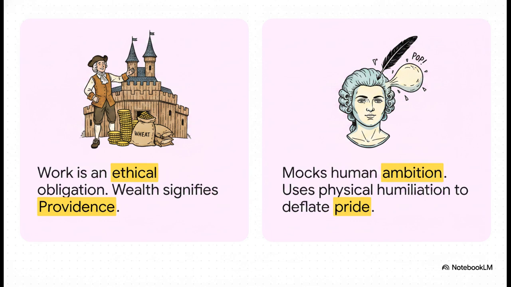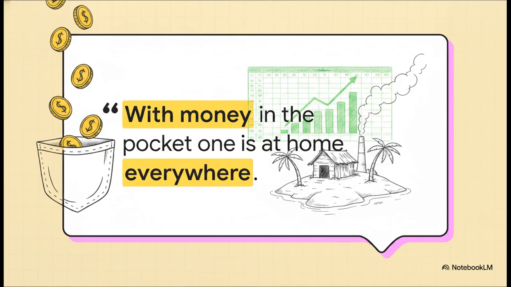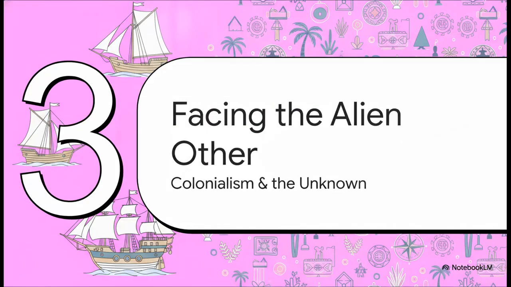As Defoe wrote in another of his famous novels, Moll Flanders, "with money in the pocket, one is at home everywhere." And honestly, that perfectly captures Crusoe's mercantilist mindset. Everything in Crusoe's world is evaluated purely for its commodity value. Nature isn't there to be admired or respected, it's just raw material, there to be exploited and transformed into a profitable spreadsheet.